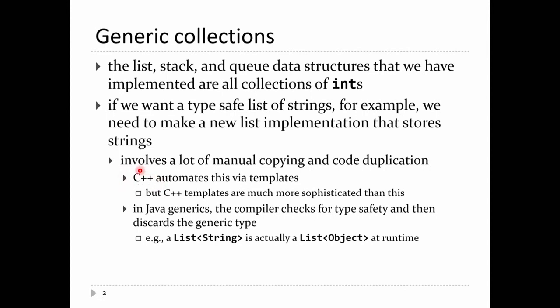So C++, a language that you can think of as being an object-oriented version of C, actually does this manual copying and code duplication through a mechanism called templates. So C++ templates is the C++ mechanism for creating a generic data structure. The compiler does all of the copying, code duplication, and swapping of types for you. So at least the compiler does the work for you.